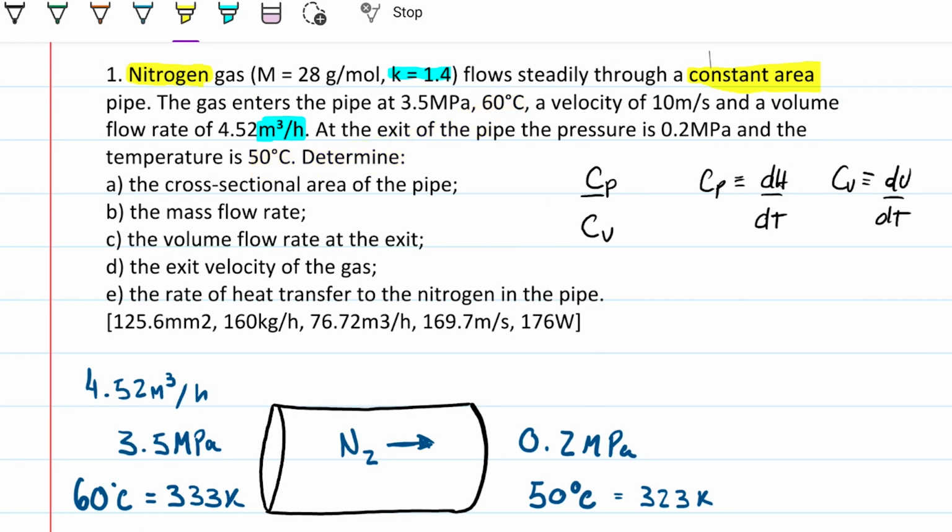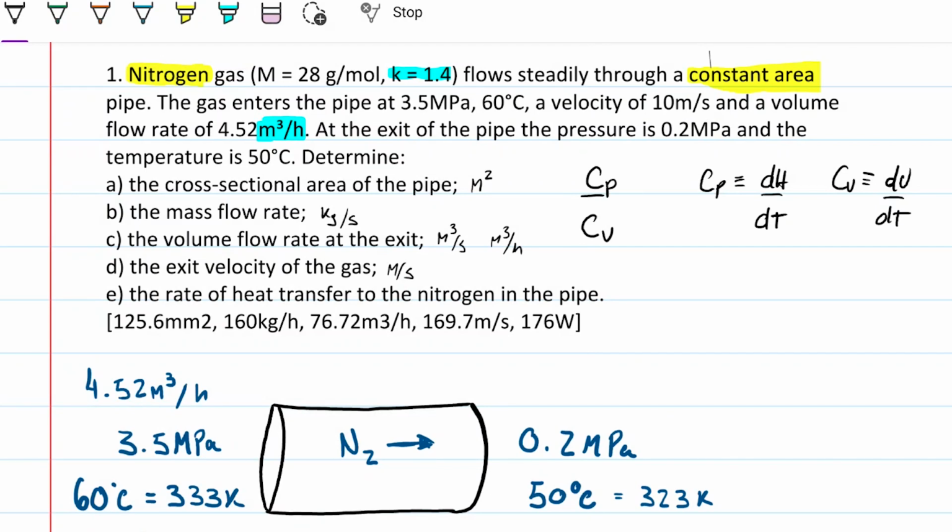We are to find the cross-sectional area of the pipe. So the cross-sectional area is, on this image that I drew down here, this area here. Okay, that's a cross-sectional area. So obviously we're looking for something like meters squared or any other units of area. Mass flow rate, we're looking for the units of kilograms per second or per hour or something like that. Volume flow rate at the exit, so the same as the volume flow rate here, we can do it in meters cubed per hour or meters cubed per second. Doesn't matter, whatever's easier. The exit velocity of the gas, so meters per second here.